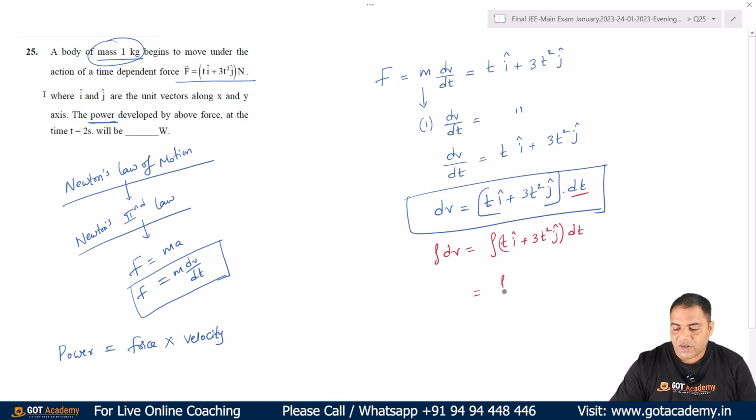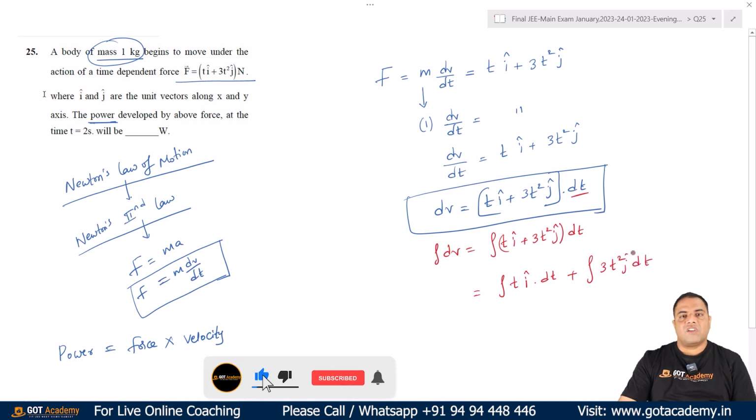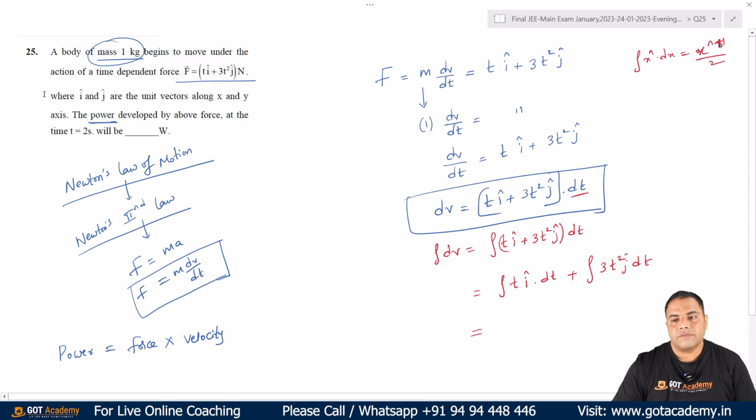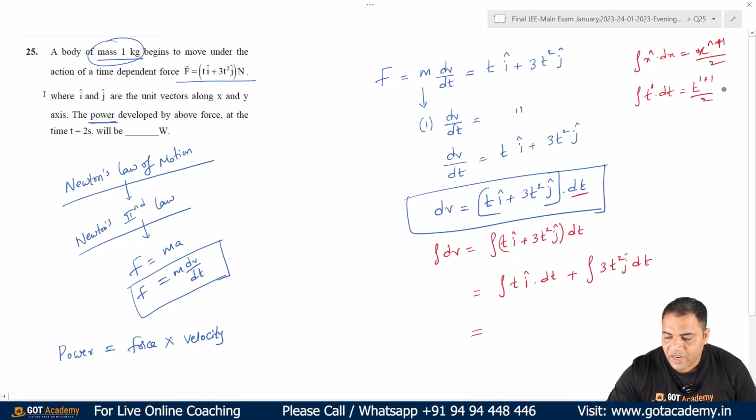Now why don't you split this for simplicity? That is, integral of t along x-axis into dt, plus again integral of 3t square into dt. So its direction is j. Split like this, it will be easy for you. So what is integral of t? You people know that integral of x to the power n dx is nothing but x to the power of n plus 1 by n plus 1. So integral of t dt is t power 1 plus 1 by 2. So what you get here is t square by 2.